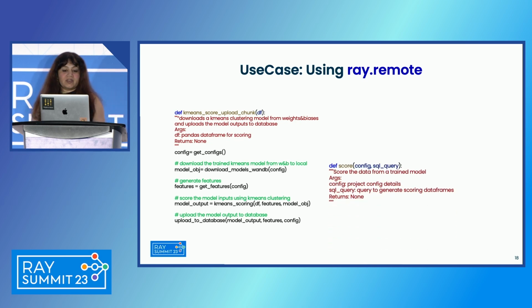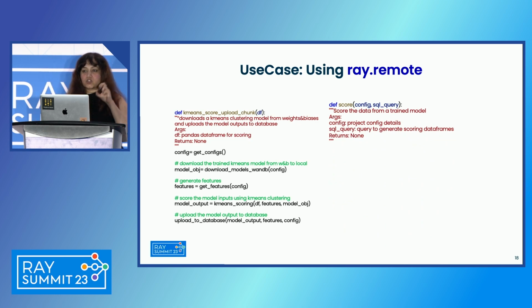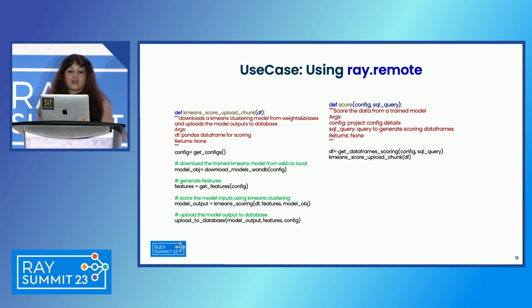So previously, we had this score function that would be called from the scoring pipeline. How it would work is, in the first line, it would create the scoring data set. And in the second line, it would pass the entire scoring data set and call the k-means score upload function once.